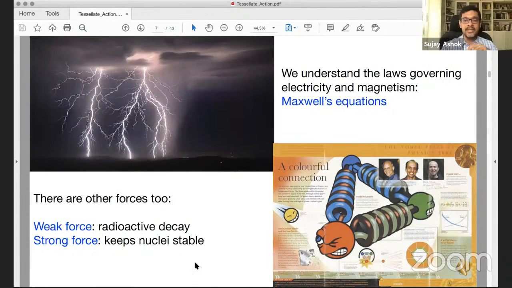So we won't study each of these forces individually. What we will try to understand is how theorists try to formulate these in a single and unified way. Okay, are there any questions at this point?